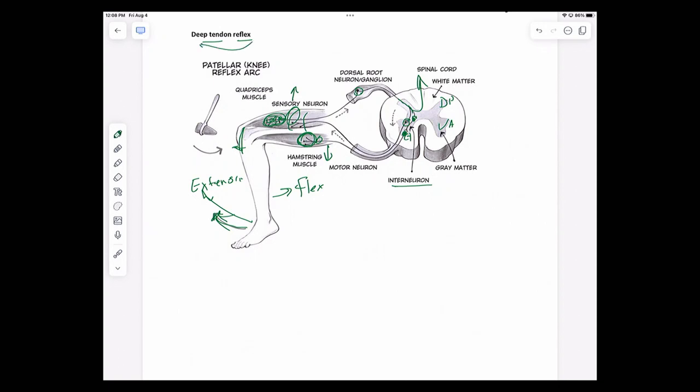This is again called a deep tendon reflex, and this is in particular the patellar reflex arc, but you have deep tendon reflexes that you can do on many muscles and tendons in your body. You have deep tendon reflexes you could do on your upper extremity. You have deep tendon reflexes you can do on your jaw. There's something called a jaw jerk reflex.